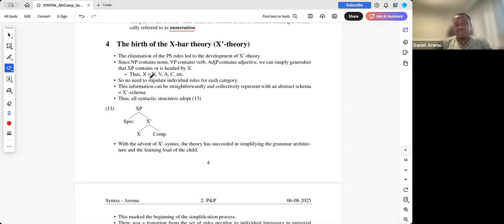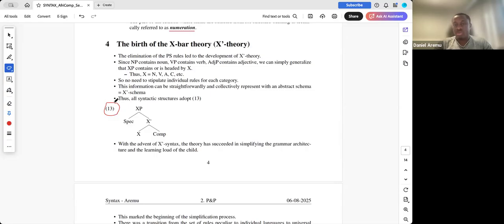And what this means basically is, remember the same way we saw Move Alpha, collapsing these different constraints into just Move Alpha. Anywhere you have a transformation that deals with movement, insertion, deletion, you just have Affect Alpha. That's the same way we are saying now with X-bar theory, that instead of having the PS rules with different rules, we can just say there is a single structure that actually collapsed all the PS rules.